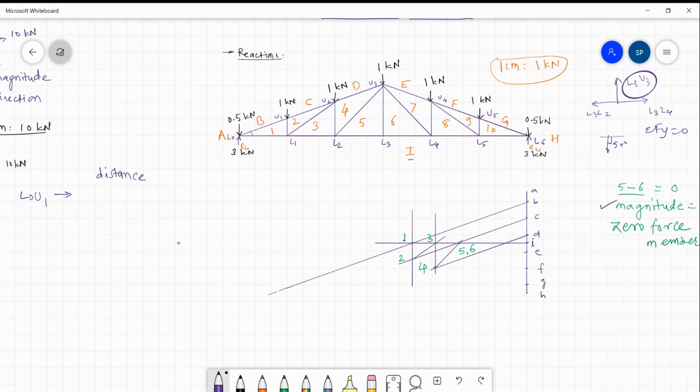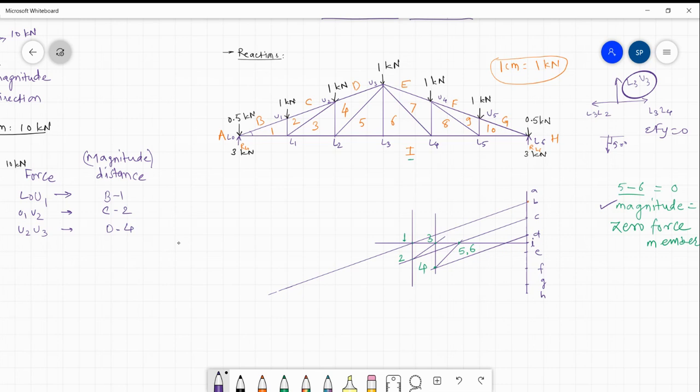Here I will write the force, then its magnitude, how you will get its magnitude. So you have to measure distance. Which distance? For L0 U1 it's B2 1. Then member force U1 U2. For that Bose notations are C and 2, so you have to measure C2 distance. Then U2 U3. Now for that D and 4, so you have to measure distance D to 4.